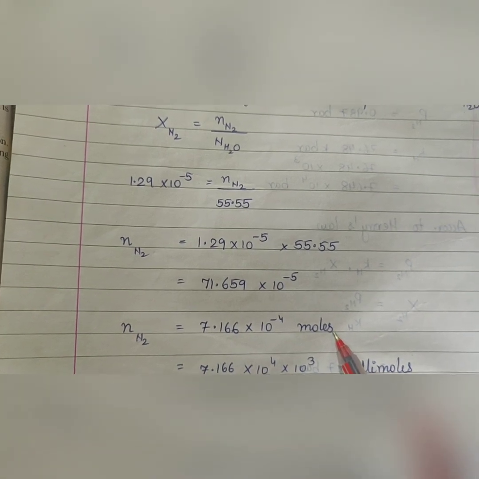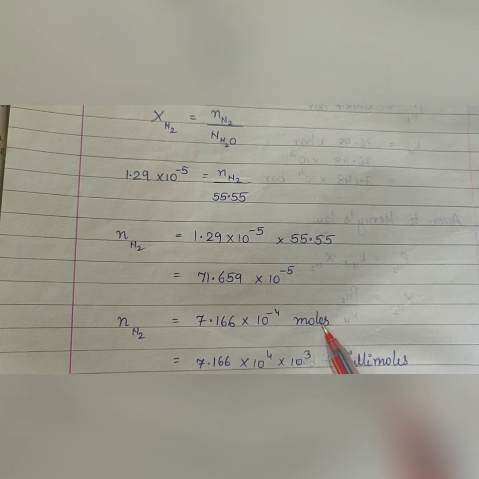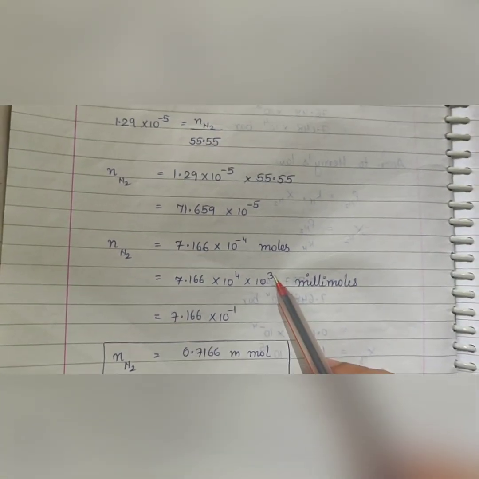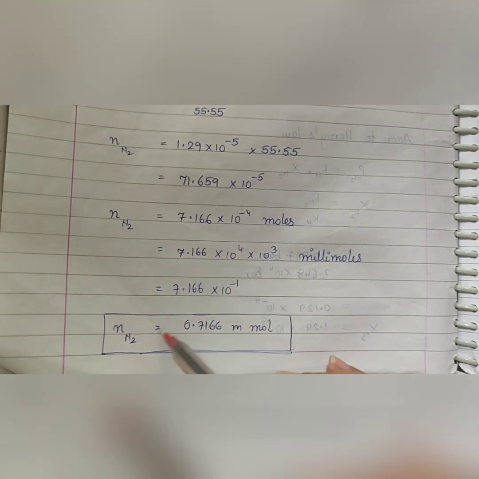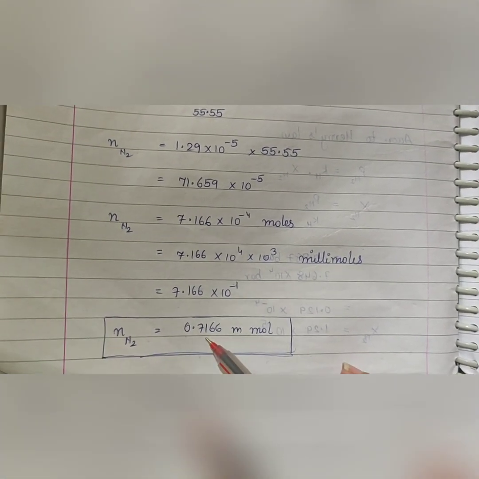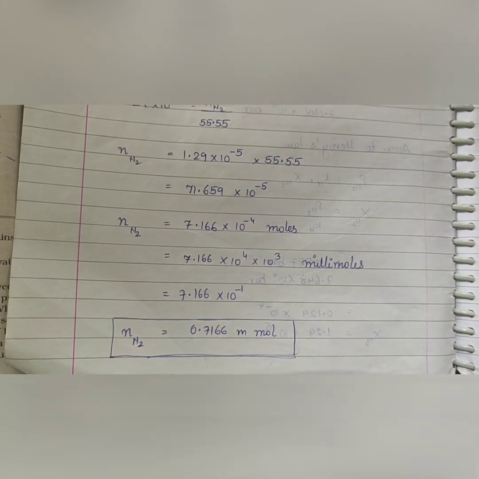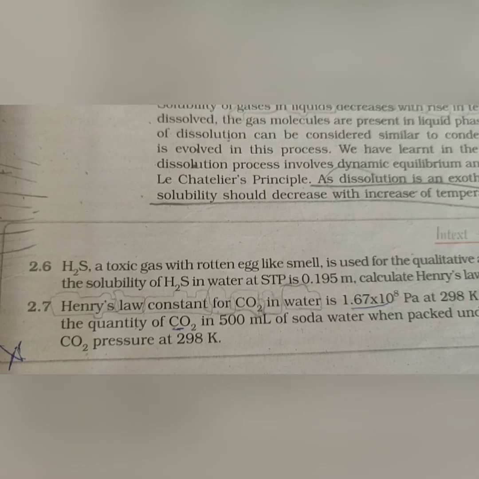Now the question we are asked is in millimoles. So we'll convert moles to millimoles. Moles to millimoles, multiply by 10 raised to 3, and you get your final answer. Number of moles are 7.166 into 10 raised to minus 1. So total number of millimoles of nitrogen is 0.7166 millimoles. Alright. So here the sum is completed.